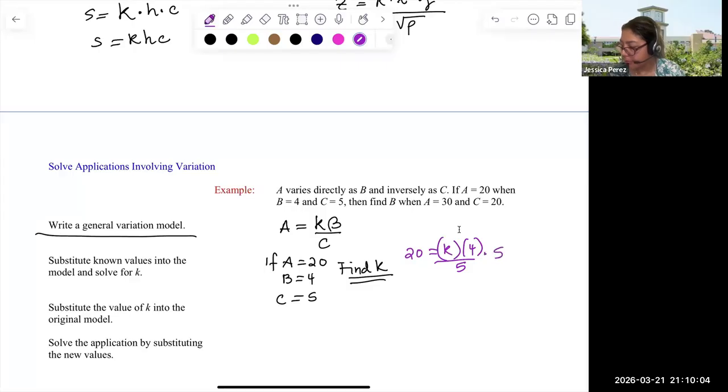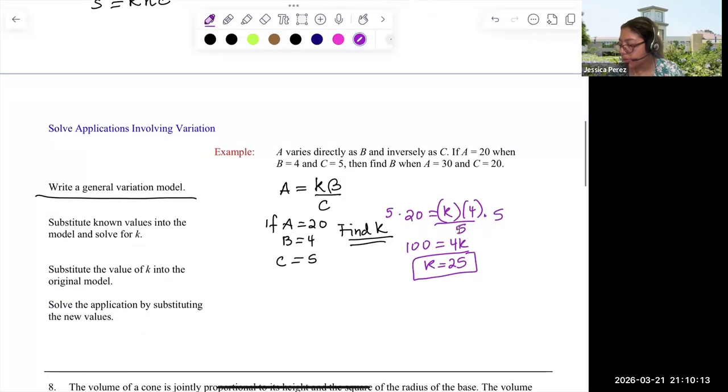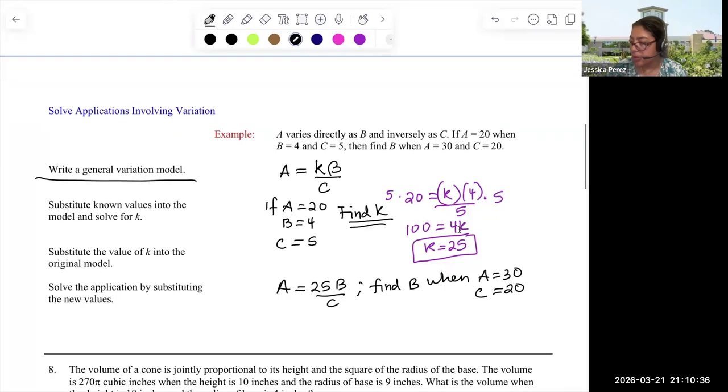We multiply both sides by 5. We get 100 is equal to 4K. K will give me 25. So now I know what my constant of proportionality is. So now I have A is equal to 25 B over C. Now what happens if I want to find a particular value, find B, when A is equal to 30 and C is equal to 20? Well, let's substitute. So A is 30, is equal to 25 times B, which is unknown, over 20.